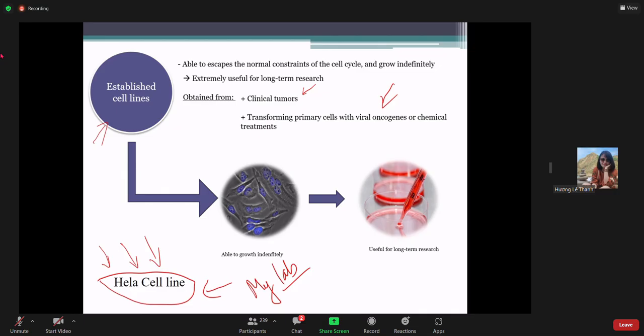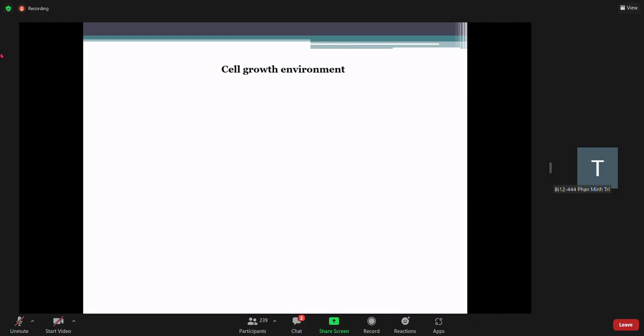And to culture the cells, think about it: if we want to culture something outside of your body, what do you need to provide for a cell to survive? You need to provide the growth environment. You need to create something that's similar to the environment inside of our bodies, right?